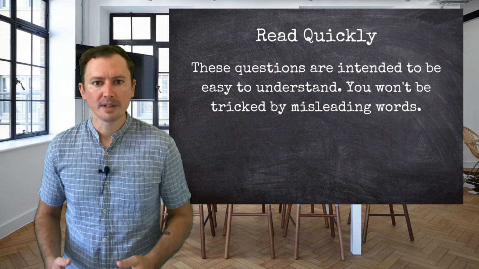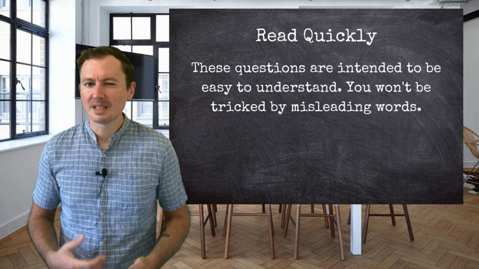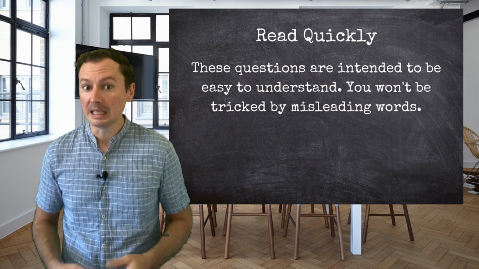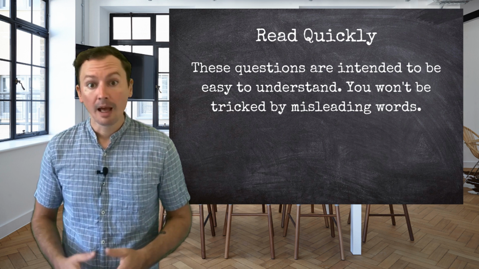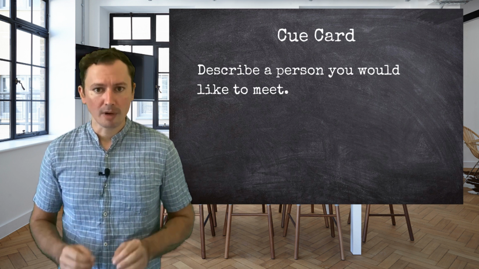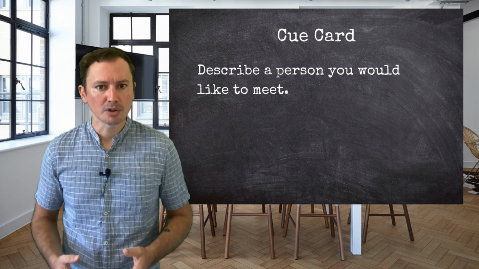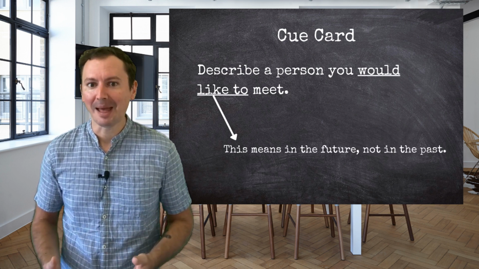Unlike the other parts of the IELTS exam, there's nothing tricky here. They won't give you deceptive questions that could be easily misinterpreted. However, there are some things to consider. Let's say that the cue card says, describe a person you would like to meet. It is important that you don't describe someone that you have already met.